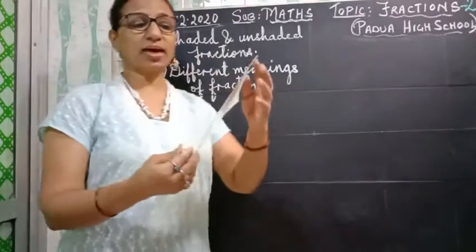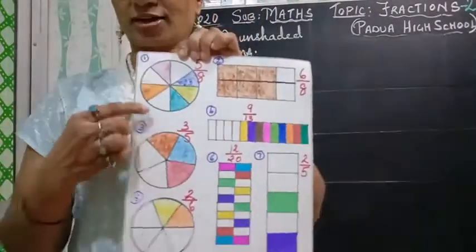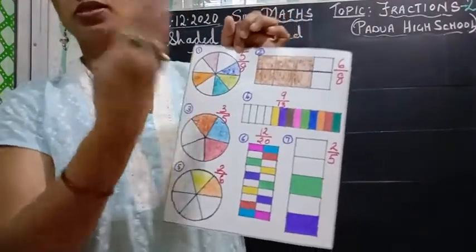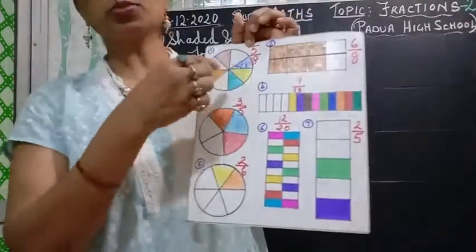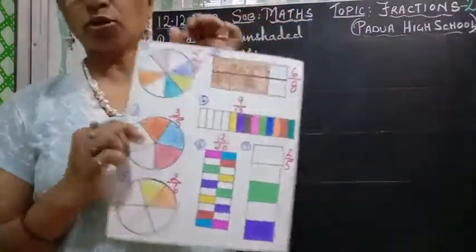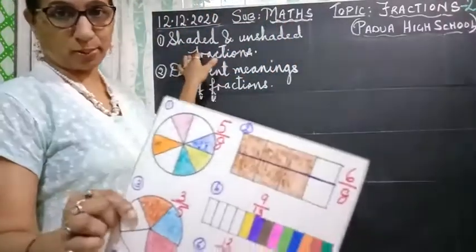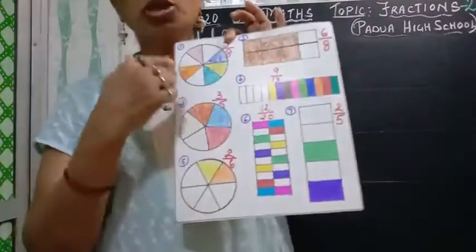See, yesterday I showed you this placard, right? And we did the shaded fractions, which were colored. The colored parts we used as the numerator, and all the parts together we put as the denominator. Now the colored are what we call shaded. Today let us do the unshaded part, the parts which are not colored.